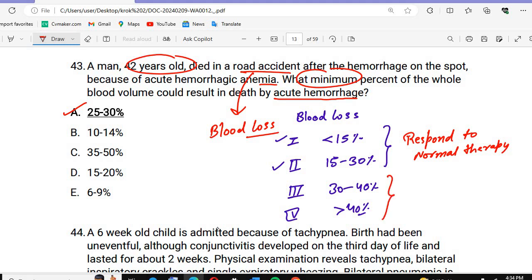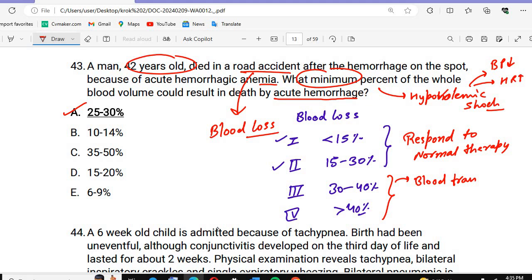But in cases of 30 to 40% or more than 40%, we need to do blood transfusions, because the patient is going into anemia. If there is major blood loss, the patient can go into hypovolemic shock as well. Hypovolemic shock is fluid loss from the body, where the patient will have a decrease in blood pressure, and along with that the heart rate will be increased, with major blood loss.